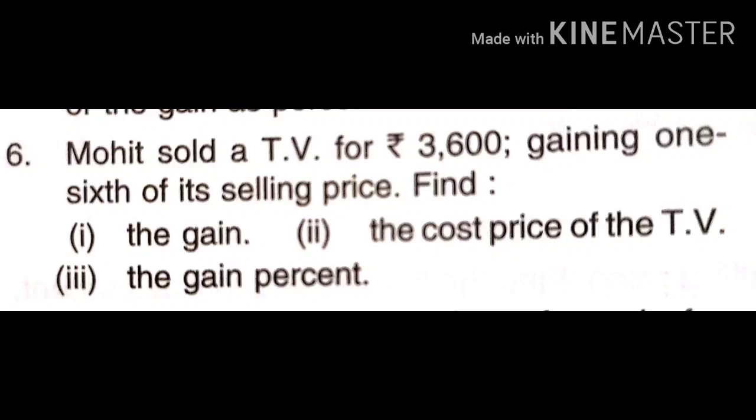Mohit sold, means selling price is 3600. Okay, gaining, means gain, how much gain? 1/6 means 1/6 of its selling price, which is 3600. Okay, all the things are given, we have to find 3 things: number 1 gain, cost price, and gain percentage. Now see the solution nicely.